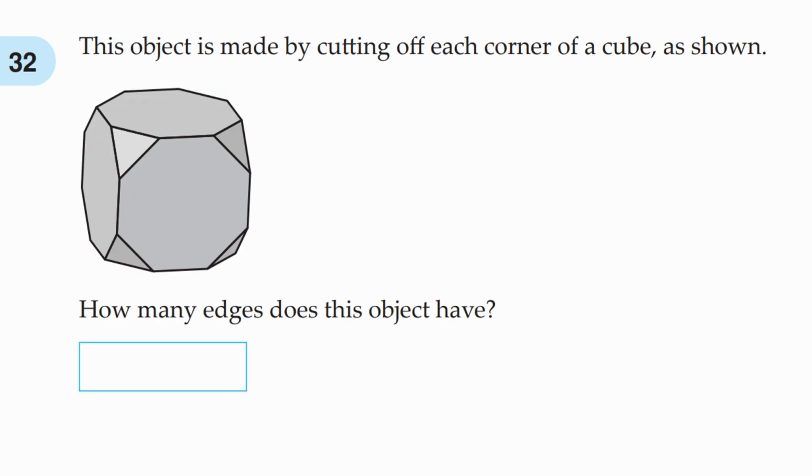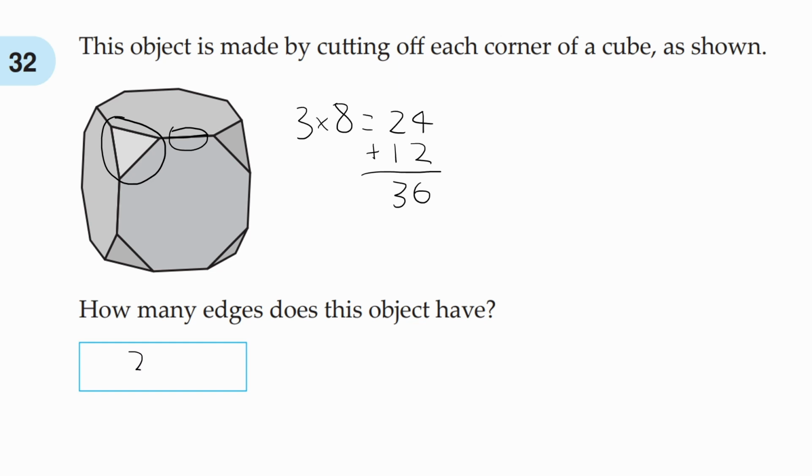Question 32. This object is made by cutting off each corner of a cube, as shown. How many edges does this object have? Okay, so we can see that instead of just the one vertex that combines the edges, we now have a 3-edge pattern. And because there were 8 vertices before, we are going to times the 3 edges they now have by the 8 vertices that there would be, which makes 24. And now we need to add the original edges. And because there are 12 edges on a cube, we'll find that the answer is 36 edges. So the answer is 36.